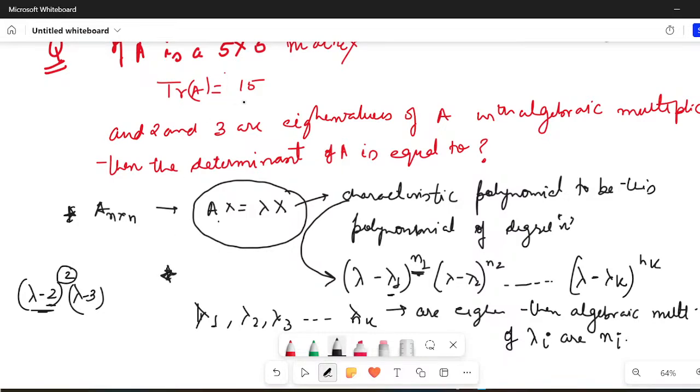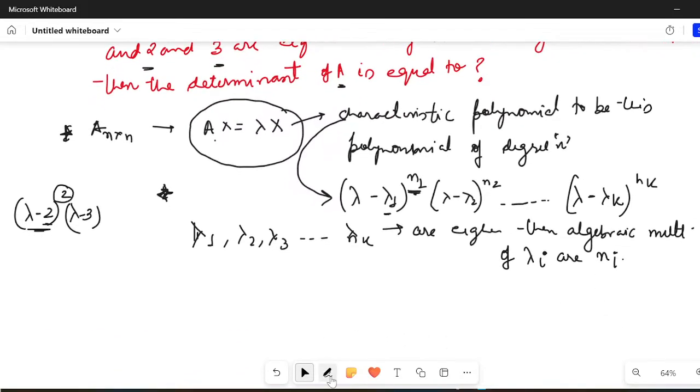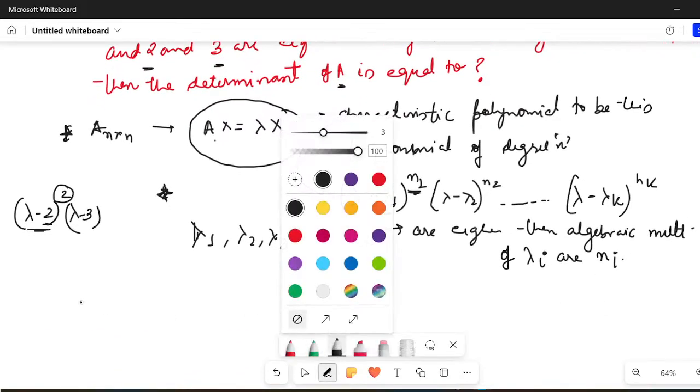So it is given that the trace of the matrix is 15, and 2 and 3 are those eigenvalues which have algebraic multiplicity of 2. Then the determinant of A is equal to what? Please let me know what would be the determinant of A.